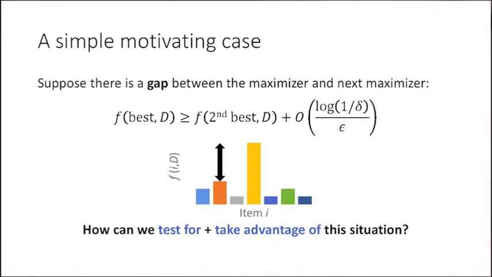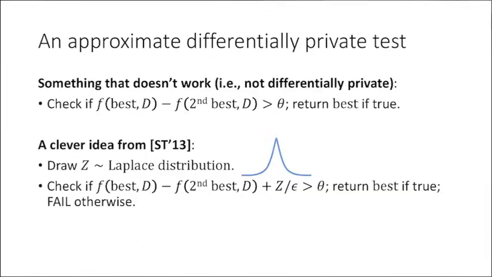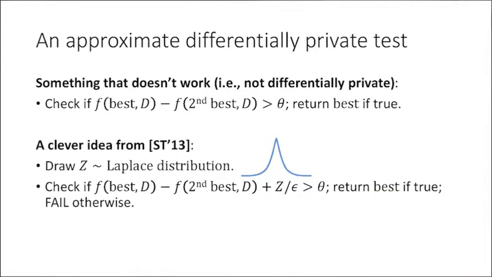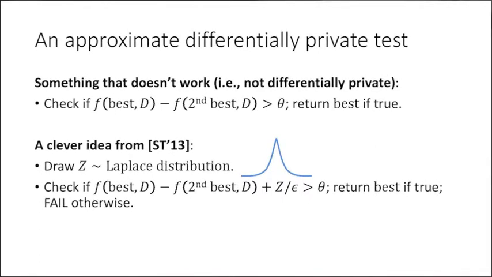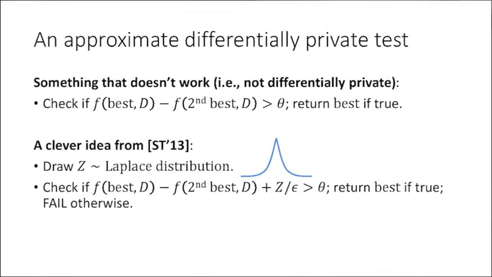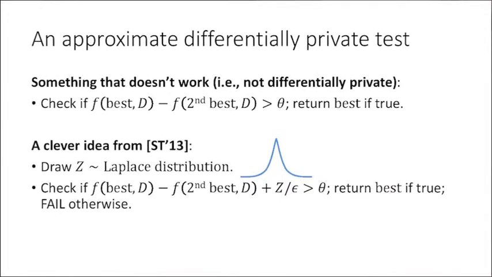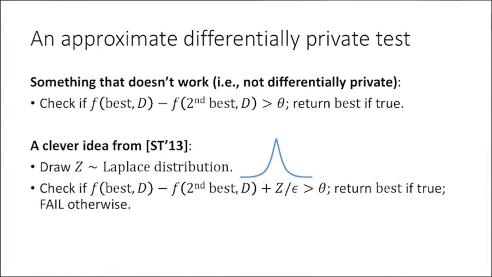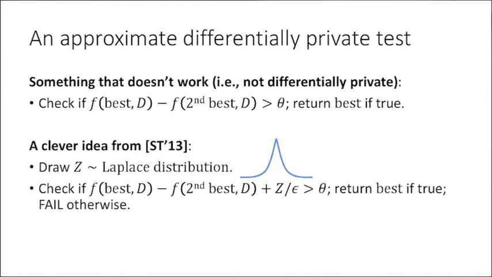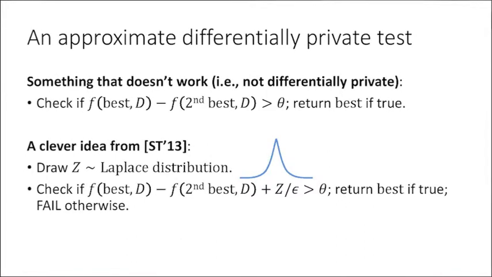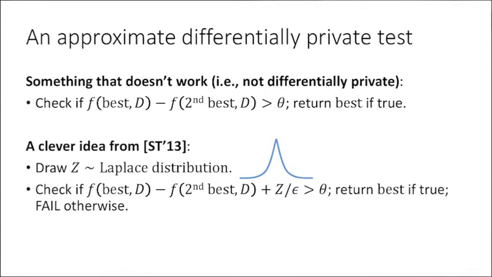Okay, so what doesn't work? You can't just always return the best item. This turns out not to be private. First of all, this is deterministic, so it clearly does not work. But here's a clever idea from Smith and Thakurta. What we're going to do is look at whether there's a gap between the best and the second best, but then perturb that gap.